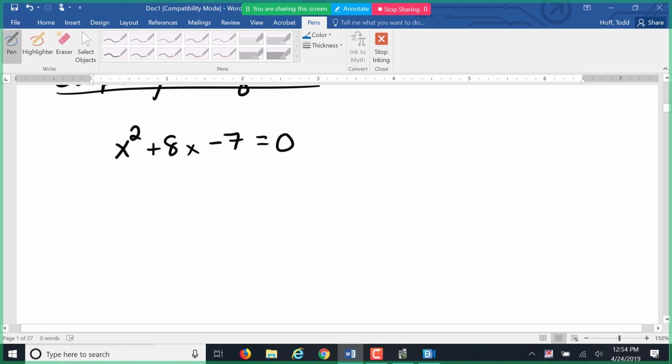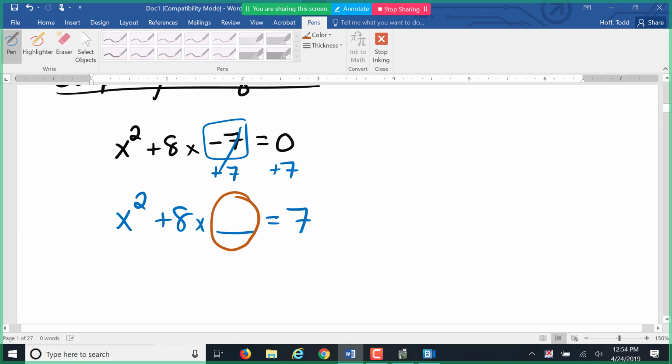So the first thing I want to do is get rid of that whole number piece, that integer piece there. It's a negative 7, so I am going to add 7. So x squared plus 8x equals 7. Notice I just left a blank there just to remind myself that I'm trying to fill in that blank, but really there isn't anything there. What do we need that number to be?